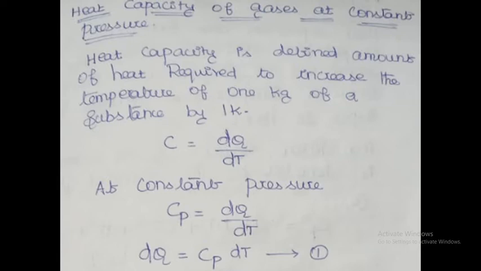At a constant pressure, heat capacity is defined as Cp = dQ/dT. Cp is the heat capacity at a constant pressure, so P represents the pressure. Are you clear or not? So from that, dQ = Cp dT. This is equation number 1.